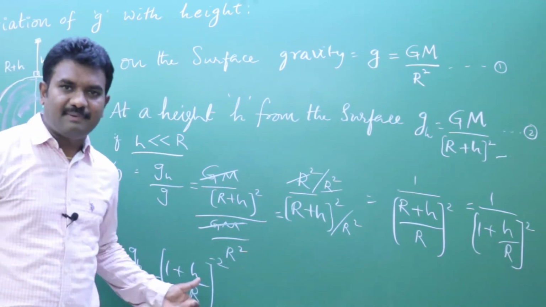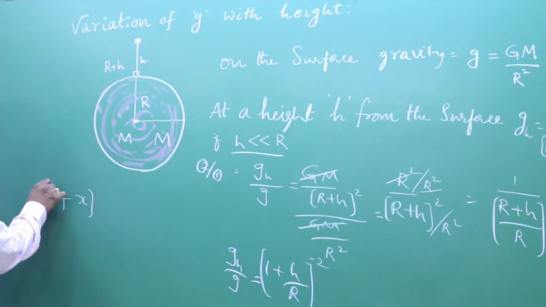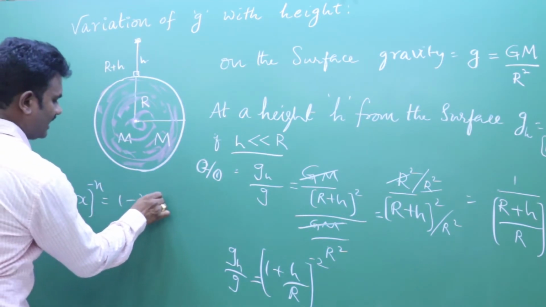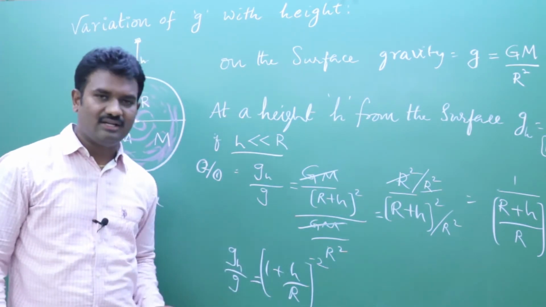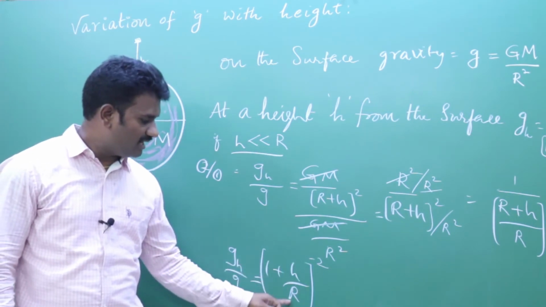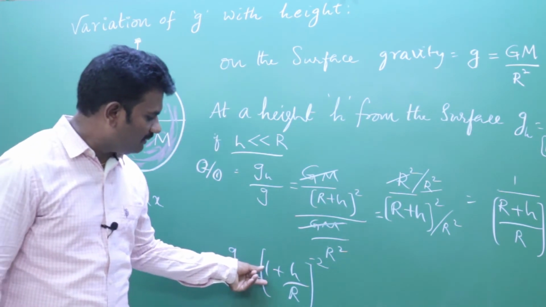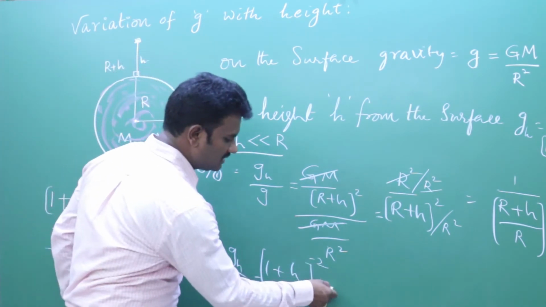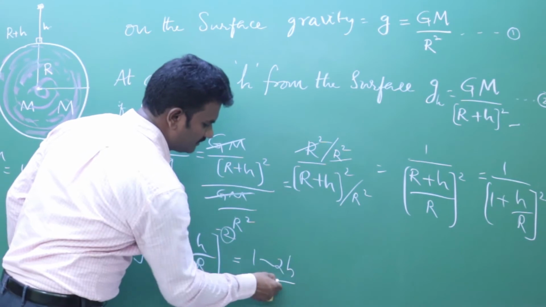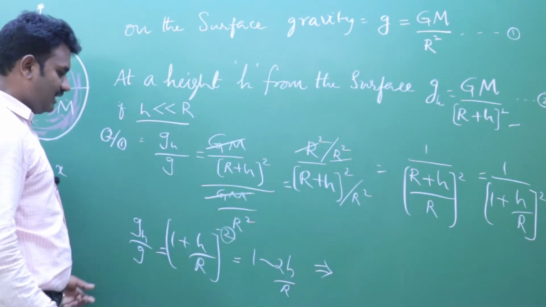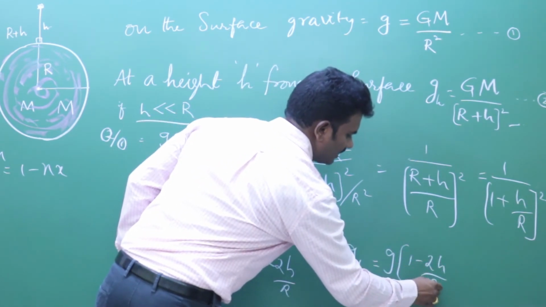Now I am going to expand this by using our binomial expansion. In binomial expansion, we know that (1 plus x) whole power minus n is equal to 1 minus nx when this x is very small. As here h is very small and R is a big value, h by R is very small, so this formula can be applied here. It is like (1 plus x) power minus n, which is nothing but 1 minus nx, where n is 2 and x is h by R, which leads to gh is equal to g into (1 minus 2h by R).